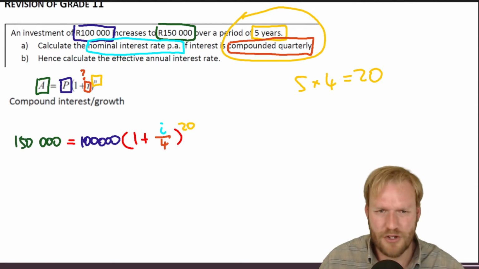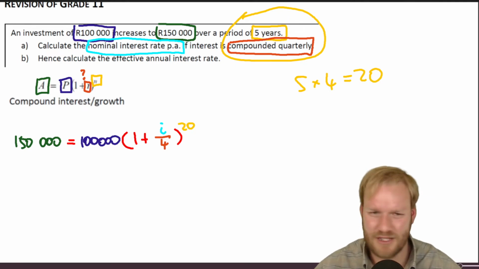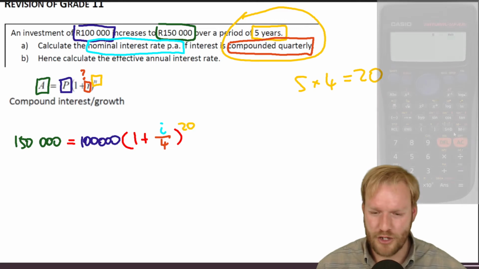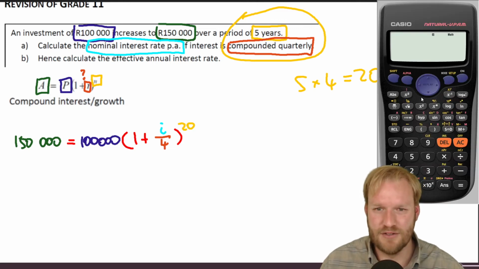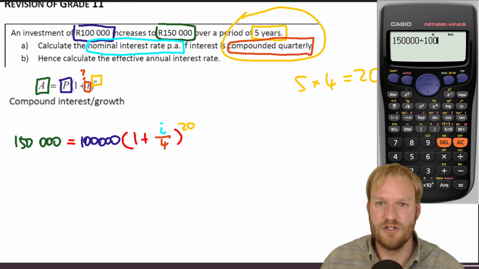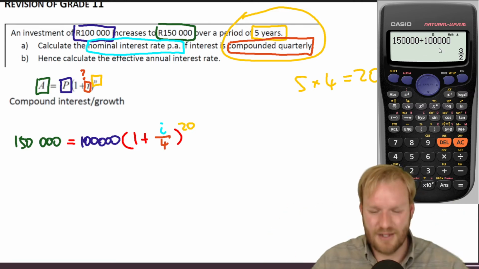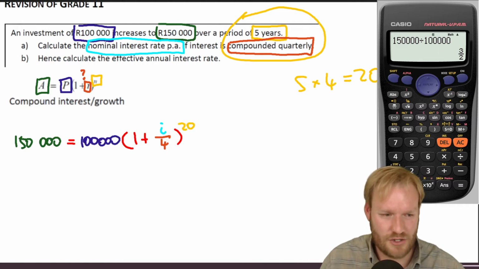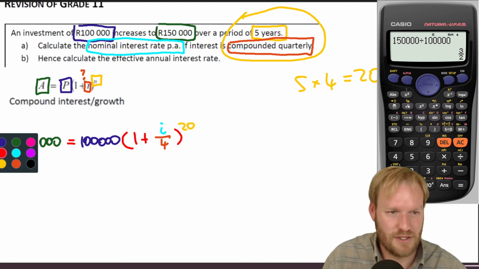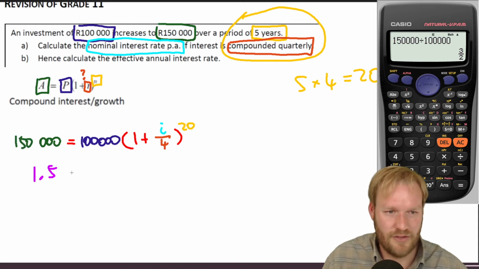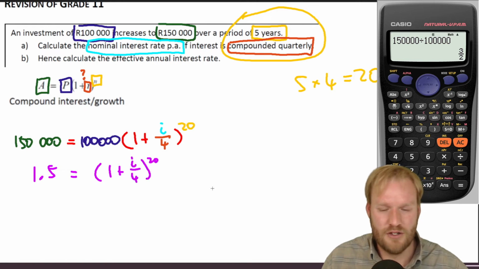You might solve this slightly differently to the way I'm about to do it. That's fine. You might do it in one go, or in a few more goes. Let's throw up our calculator and see here. I'm just going to do this step by step. 150,000 divided by 100,000. Of course, you could have just gone 150 over 100, because of the thousands. But there we go. We've got 3 over 2, or 1,5. So far that equals 1 plus i over 4 to the 20.